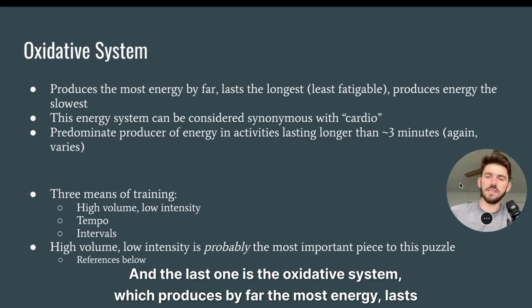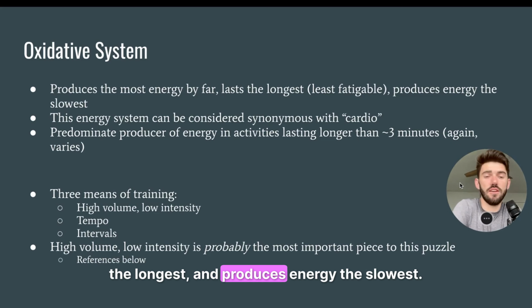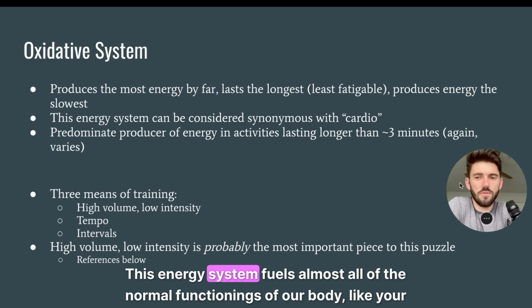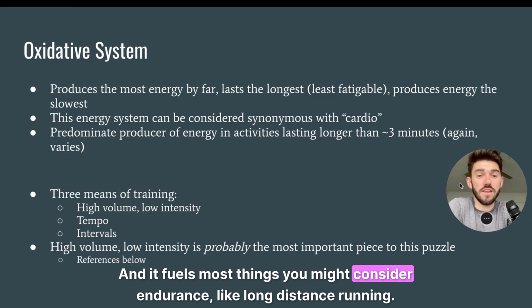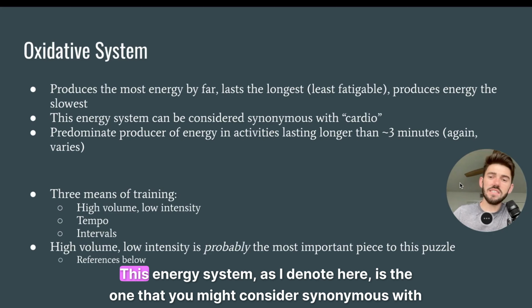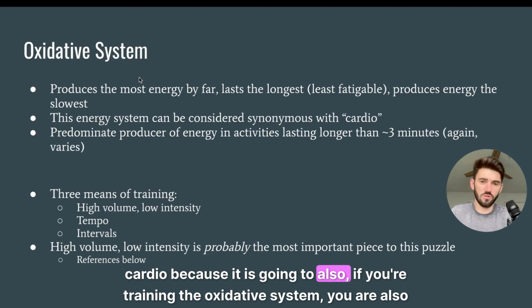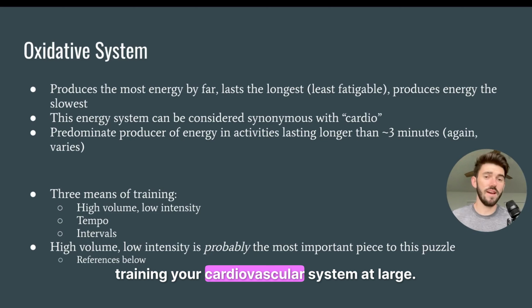The last one is the oxidative system, which produces by far the most energy, lasts the longest, and produces energy the slowest. This energy system fuels almost all of the normal functioning of our body, like your heart beating, your breathing, stuff like that. And it fuels most things you might consider endurance, like long distance running. This energy system is the one that you might consider synonymous with cardio, because if you're training the oxidative system, you are also training your cardiovascular system at large.